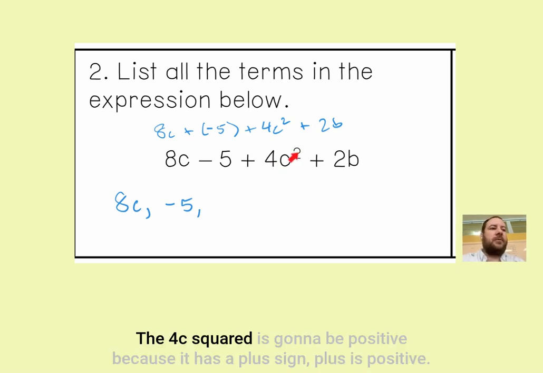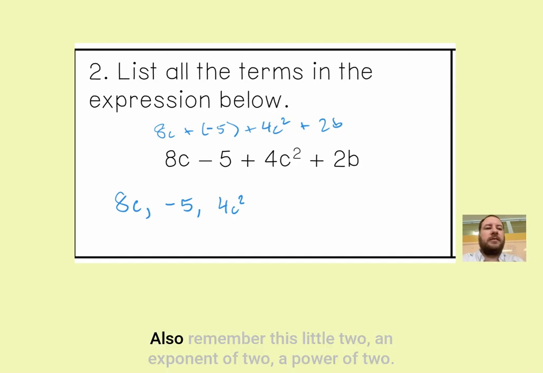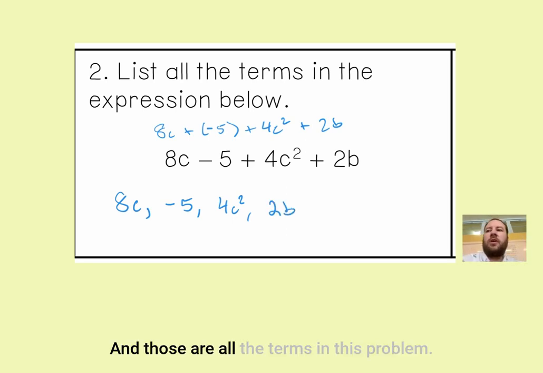The 4c squared is going to be positive because it has a plus sign. Plus is positive. So 4c squared. Also remember this little 2, an exponent of 2, a power of 2, we call that squared. A power of 3 we call cubed. So 2 is square, 3 is cubed. Our last term is 2b. It has a plus, so it is positive 2b. And those are all the terms in this problem.